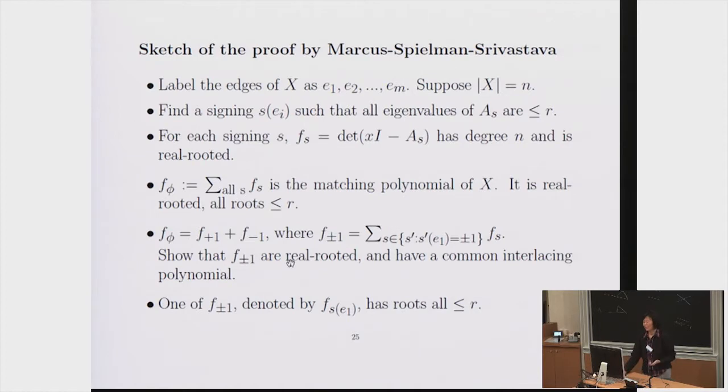If one can have these two properties, then, knowing that the largest eigenvalue of the sum is bounded by R, you can show that at least one of these, f plus and f minus, will have real roots bounded by R. It may be that both have that property, but it doesn't matter. We just choose one which has real roots bounded by R, and that sign is what we call the sign for the first edge. So we determine that. Now we go down.